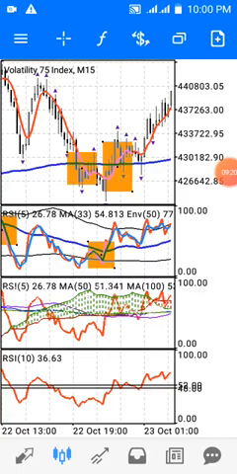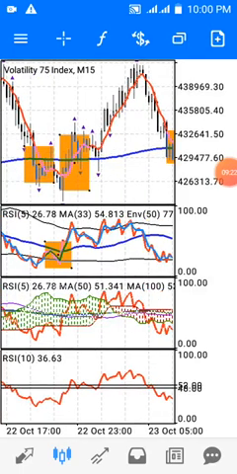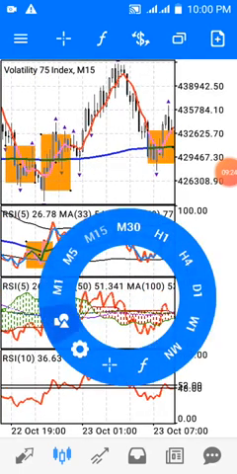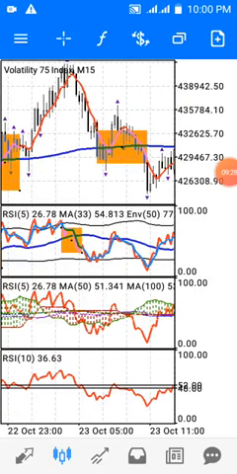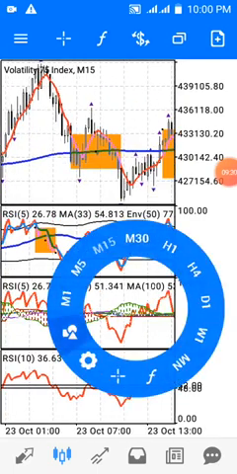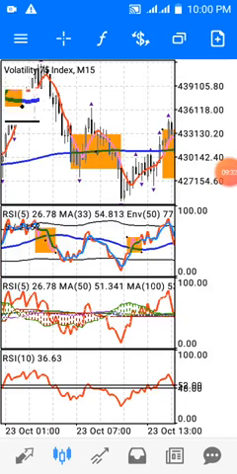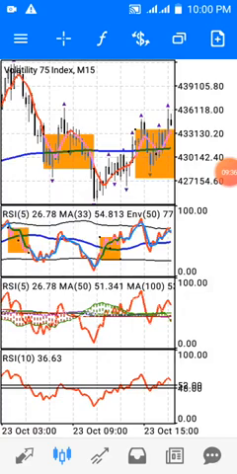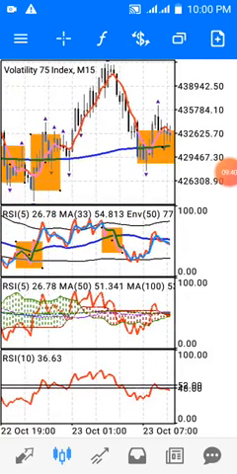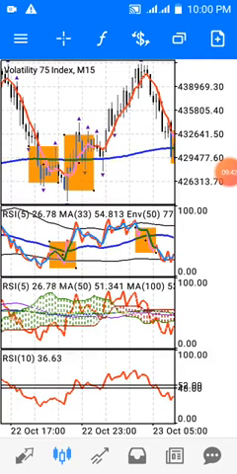So that's basically the way it works. Around here we look to sell, and here we look to buy. We look for a buy opportunity around here. So that's basically how the indicators on indicator window 1 work.